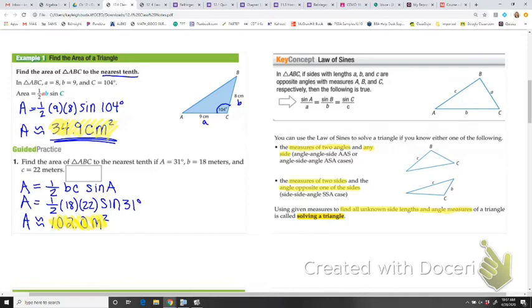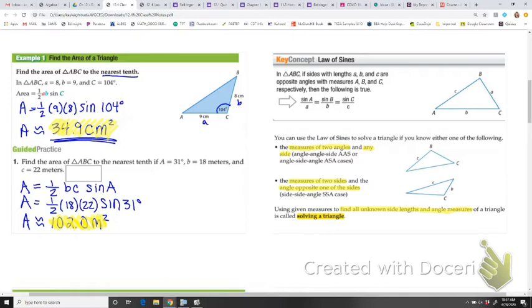So the guided practice, find the area of triangle ABC to the nearest 10th if you know angle A is 31, and b is 18 meters, and c is 22 meters. So those are the 2 sides, lowercase b and c. So we're going to multiply 18 by 22, take half of that, and we're going to have sine of my angle A of 31 degrees. So you type that in, you get 102.0 meters squared.